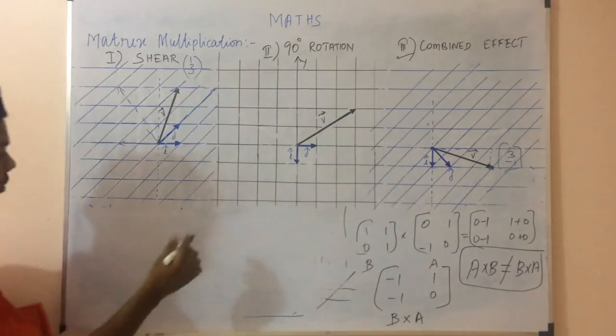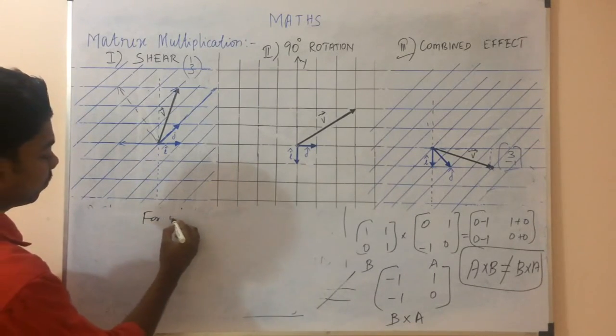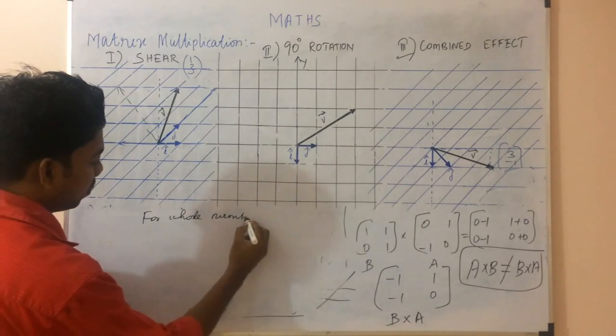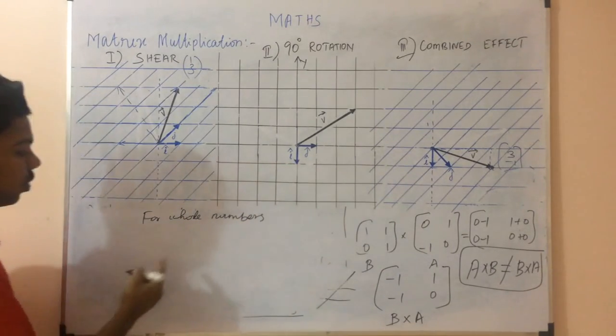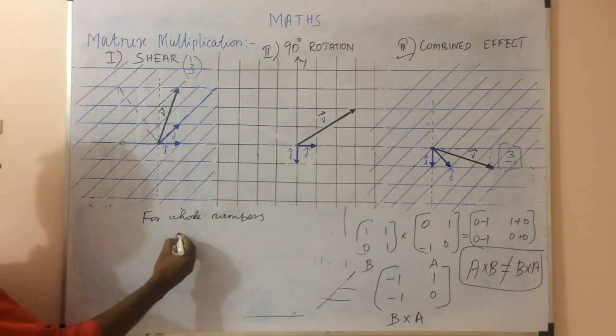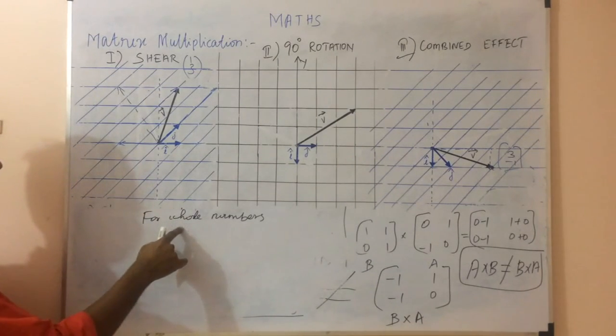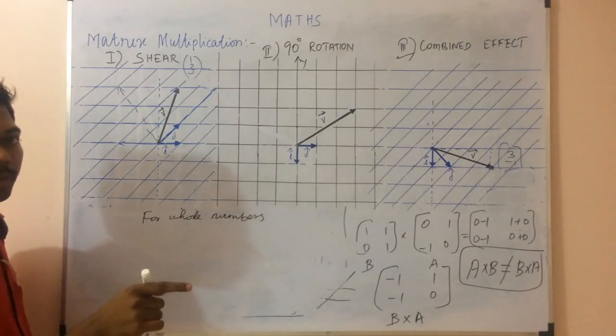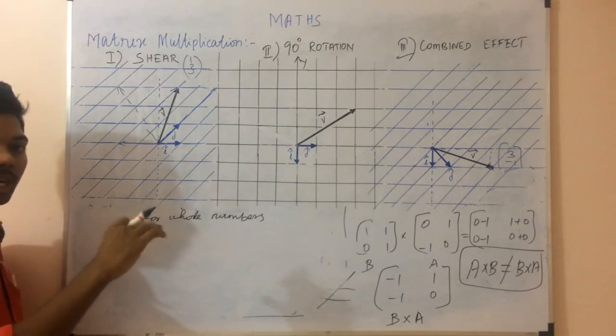So suppose we say for whole numbers, what is a whole number? Before knowing the whole number, you have to know what a natural number is. So what is a natural number? The natural numbers are countable numbers.